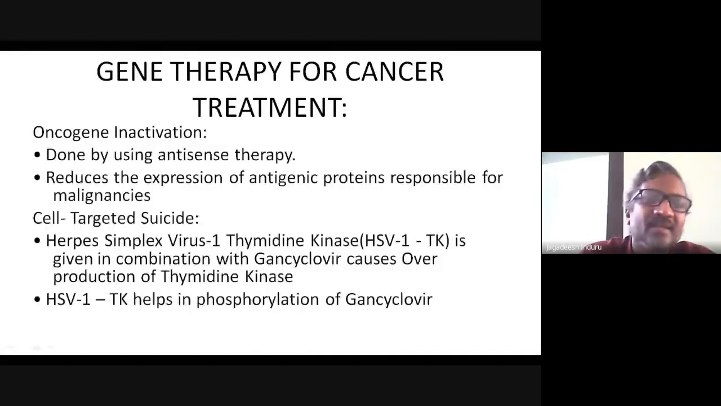In this process, the phosphorylation does not occur in other cells. So the thymidine kinase in the cancer cell, in combination with ganciclovir, gives specificity, which leads to cell targeted suicide. It makes the cell die by itself through phosphorylation of the ganciclovir. This is the strategy that gives specificity.